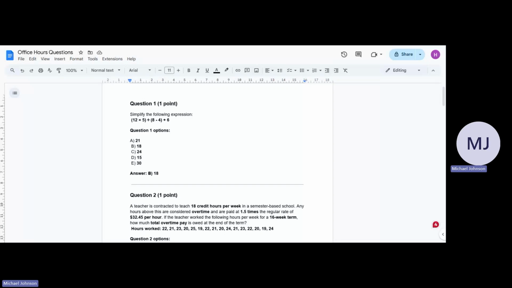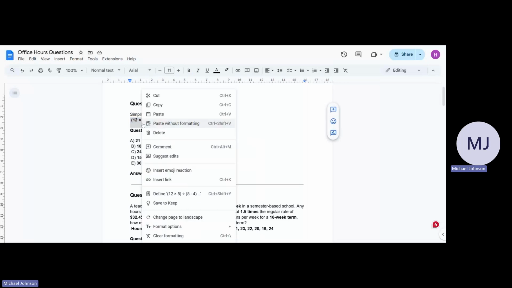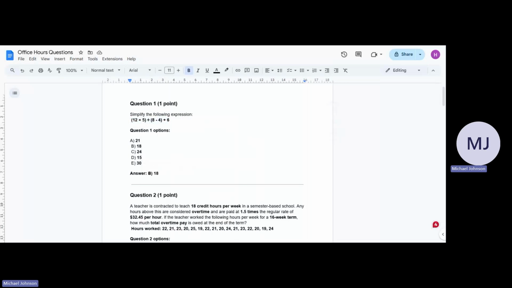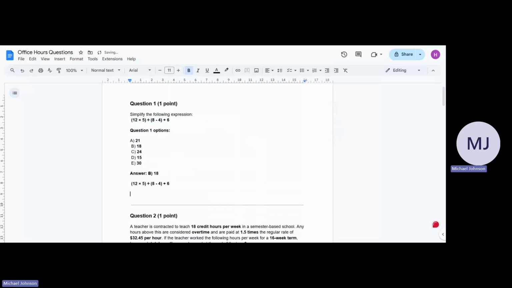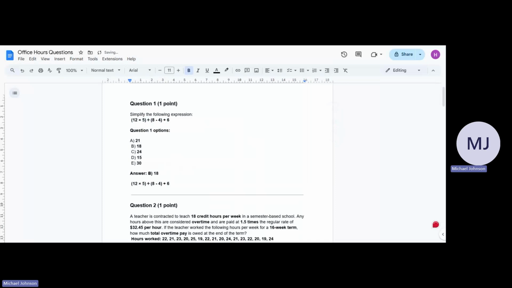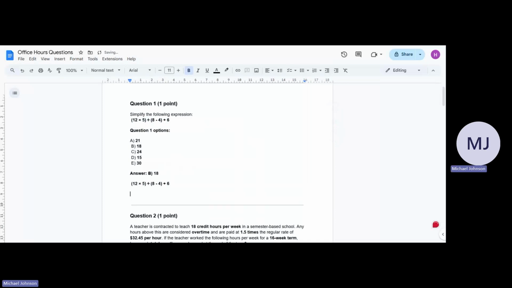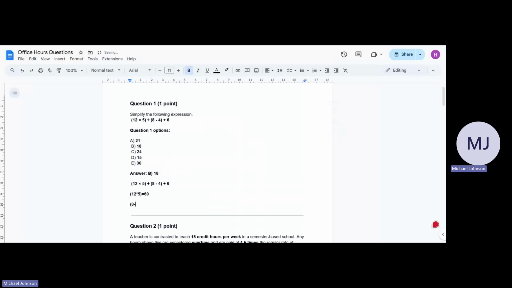So for the first one here, the answer is located at the bottom here. But what we'd have to do to find this answer is we take this expression here. So copy this expression, copy, paste, and then we'd have to do what's in the brackets first. So with 12 times 5, that equals 60. And then 8 minus 4 here would just be 4. So we do that. We get what's in the brackets.